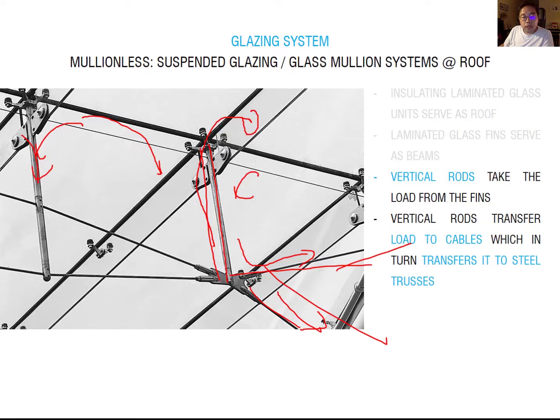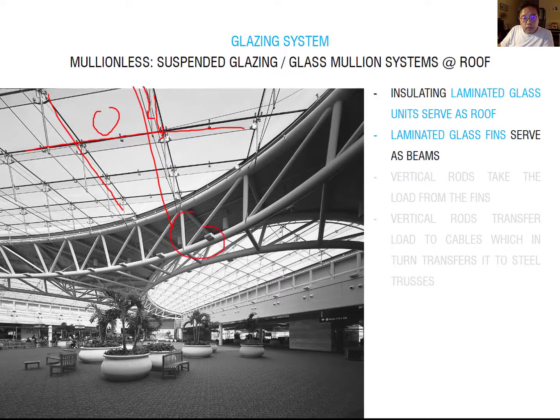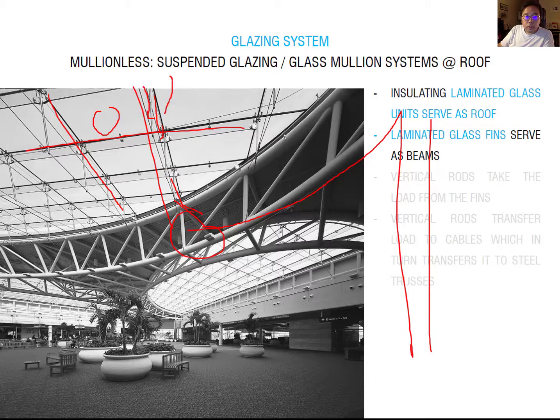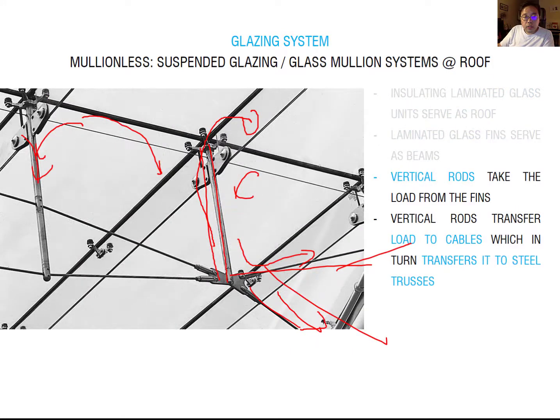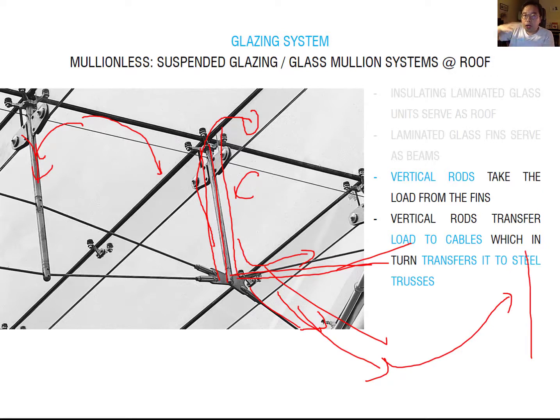to the steel truss system. You can see the truss system. The cable connects to the truss system. It means it distributes the load to the truss, and then this truss is connected to the column. So this means the load from the ceiling transfers to the laminate glass fin, then to this vertical load, then to the cable, and then this cable transfers to the truss, and then the truss transfers to the column. Okay, so you understand how load is distributed to the ground level.